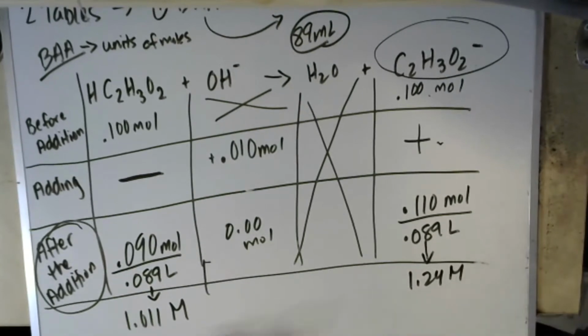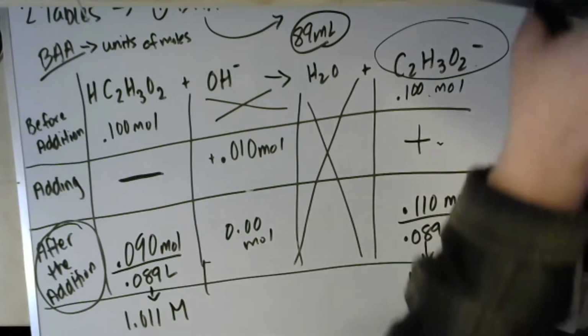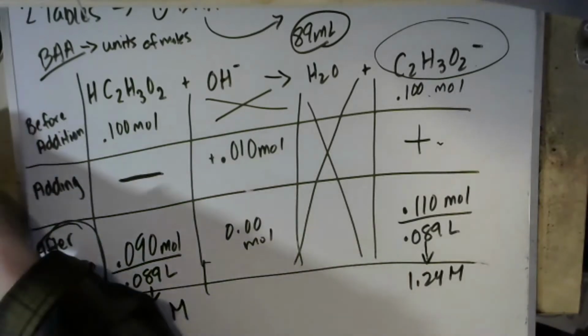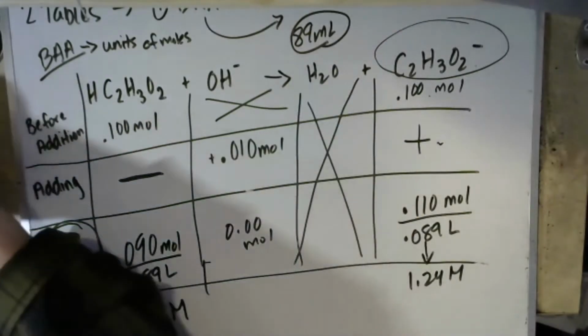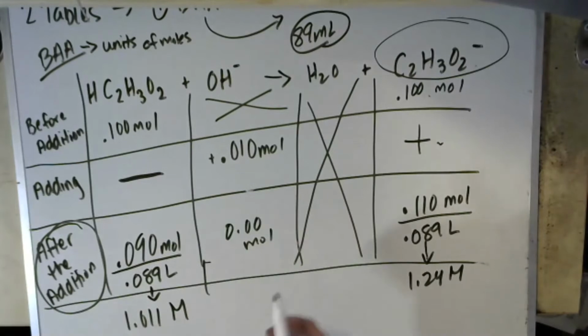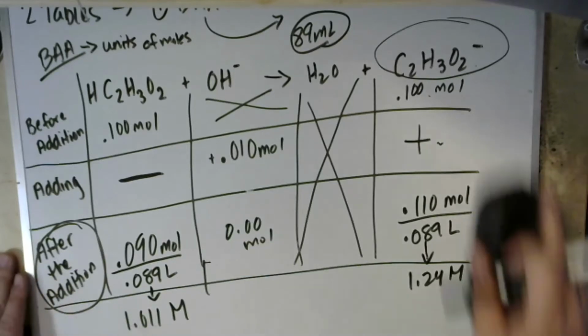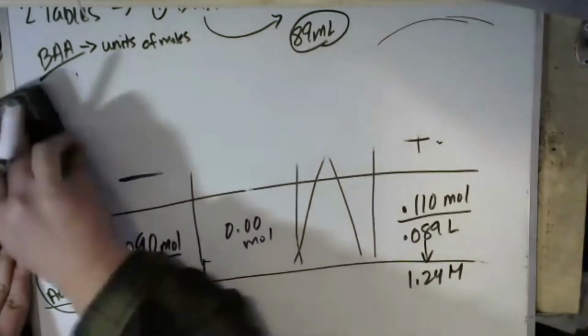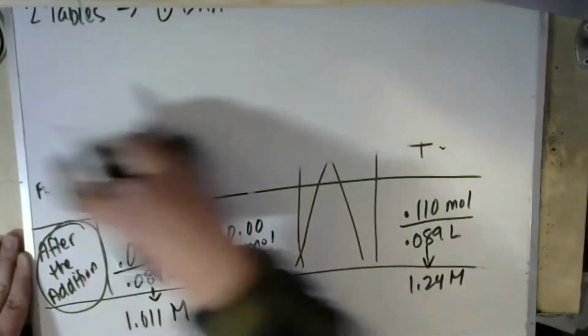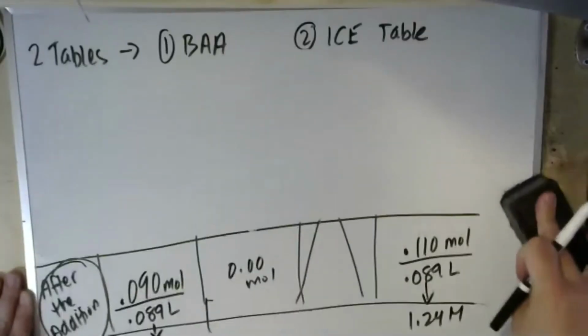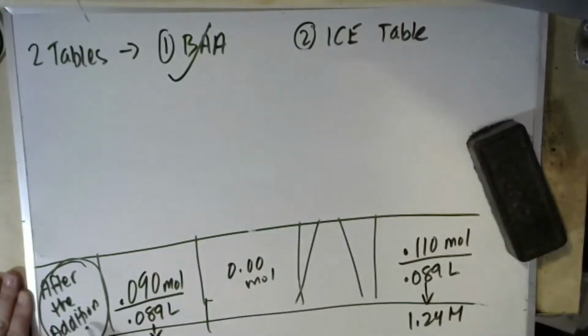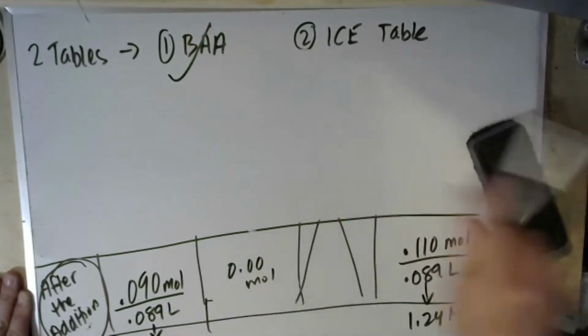Okay, now these are the concentrations that I'm going to use in my ICE table to figure out what my pH is. Okay, so this is going to now look a lot similar to what I was doing before with the ICE table and using the Ka to figure out what my hydrogen ion concentration is. Okay, so I'm going to erase the top part here, but we want to focus in on these values. Because now we're going to be making our ICE table. We finished with the BA table, okay? And we're going to use this last row, this after the addition row, to make up our ICE table.